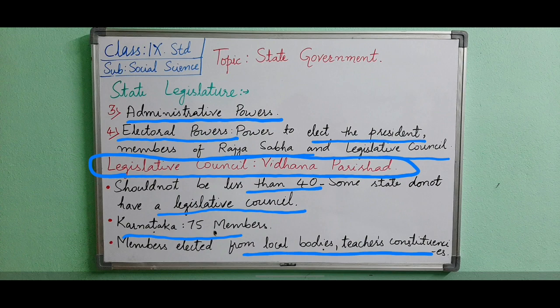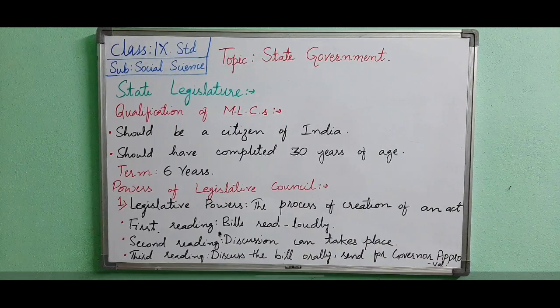Now we will see what are the qualifications for MLCs. MLC is a member of the Legislative Council. First, he should be a citizen of India, should have completed 30 years of age, and should possess all the qualifications required for an MLA. The term of office of the members is 6 years.